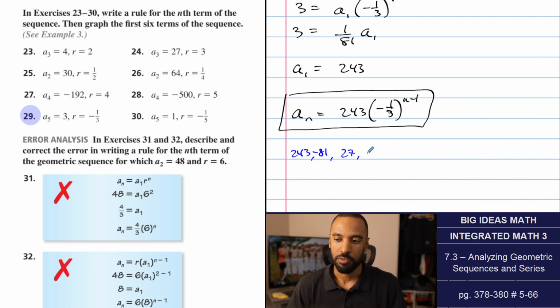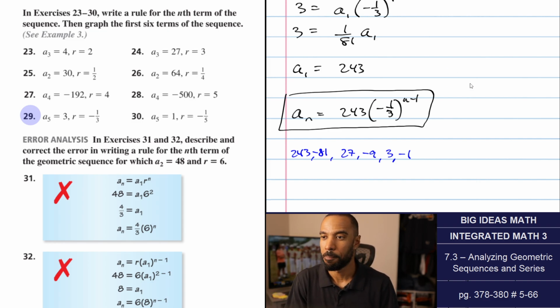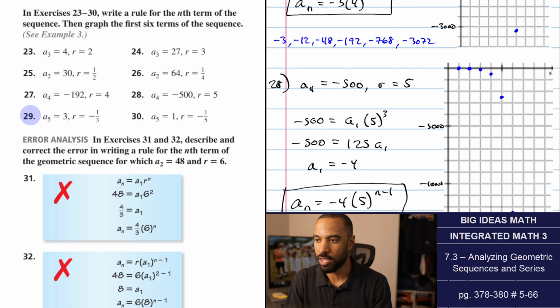So second term, third term, fourth term, fifth term. There's the positive 3. Sixth term. All right, they're all integers. Their signs do change. 243 is the largest I need here.